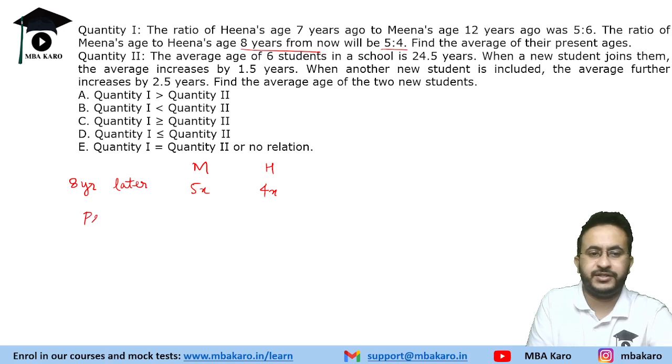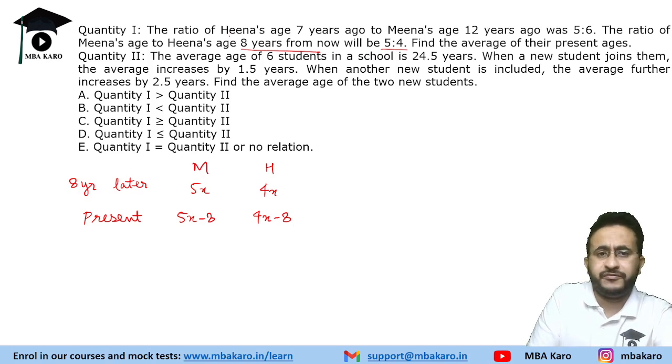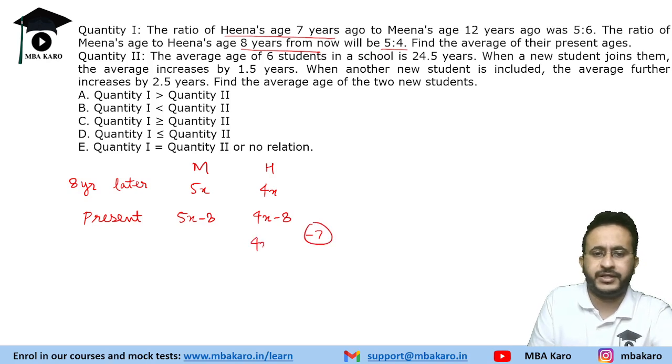So what will the present age be? It will be 5x minus 8 and 4x minus 8. Okay, so calculate that way. Now the first line says the ratio of Hina's age 7 years ago. So 7 years ago, Hina will be 4x minus 15. And Mina's age 12 years ago. So 12 years ago, she must have been 5x minus 20.